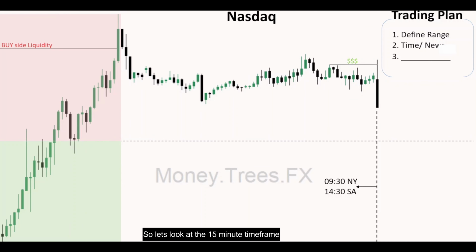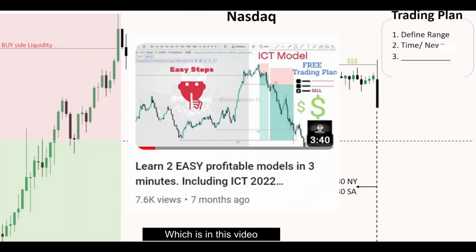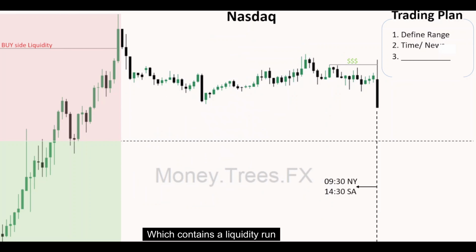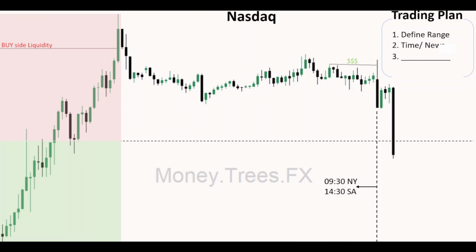So let's look at the 5-minute time frame. So with our classic setup number 2, which is in this video, which contains a liquidity run, a market structure shift, and a fair value gap for entry. If you haven't memorized that entry pattern, watch that video.